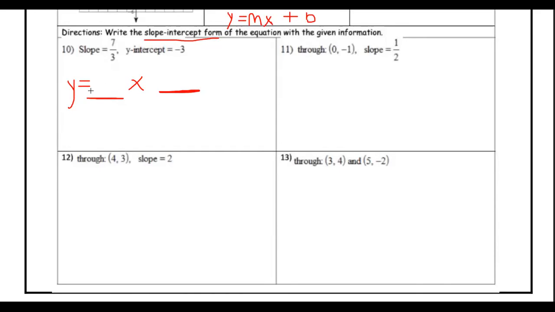So m is slope. We just read slope is 7/3. So we just fill that in right there. 7/3 x. And then y-intercept is -3. So you write -3. And you're done. That is the equation in slope-intercept form. Y equals 7/3 x minus 3. That's it.